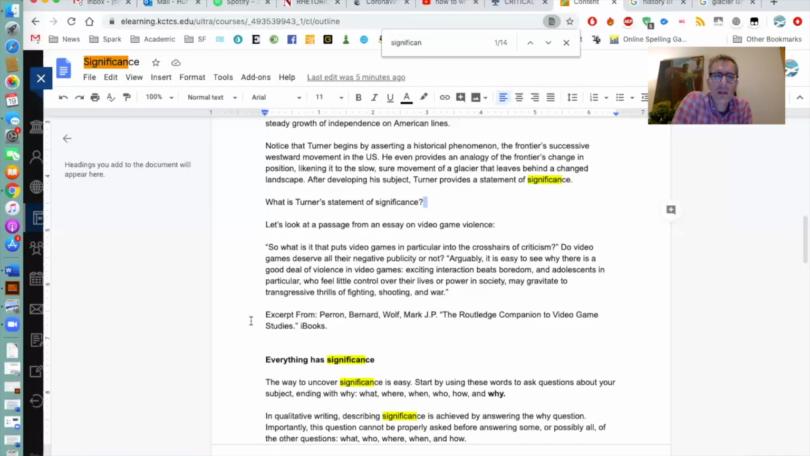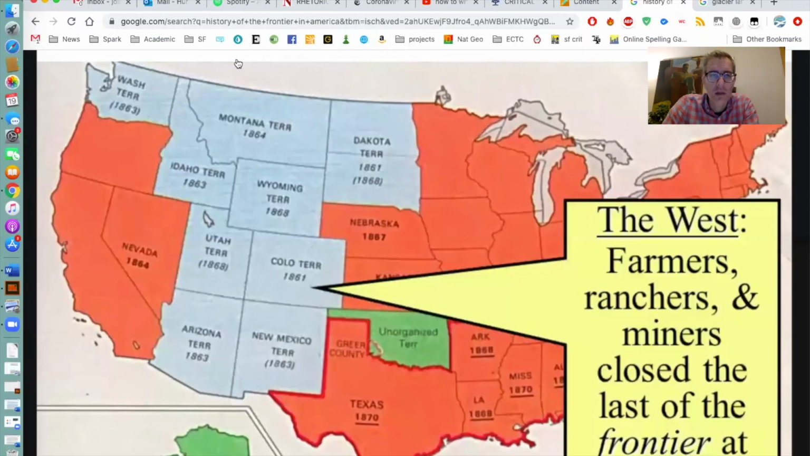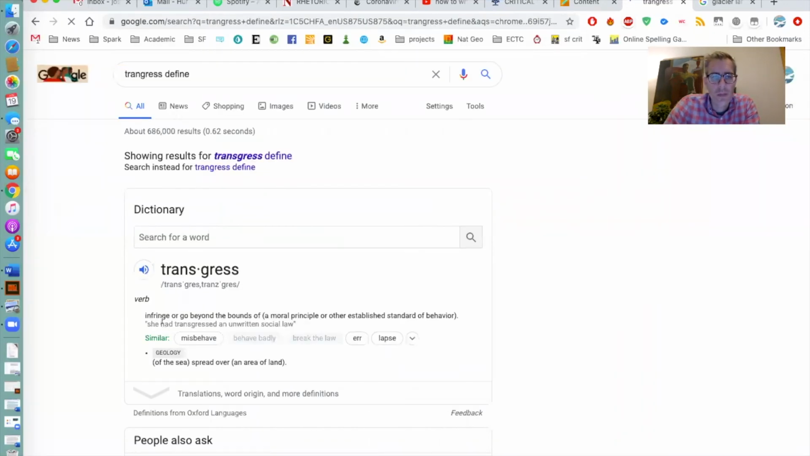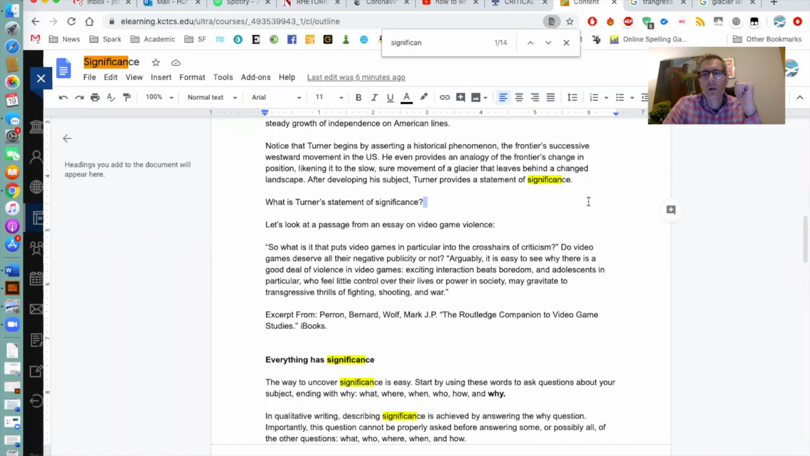What's transgressive? To transgress means to do something that is normally not considered okay. Infringe or go beyond the bounds, like a moral principle or other established standard of behavior. So you're going beyond the normal place that people would say, okay, that's okay. You've gone past it, and you get to experience war or killing or something. And so, in essence, it gives the player more control. They get to call the shots now in more ways than one.